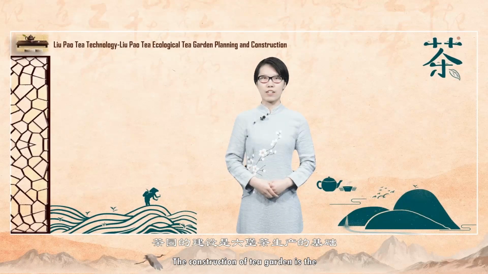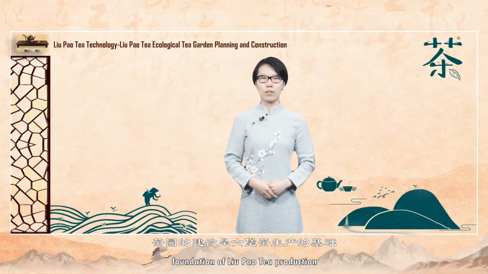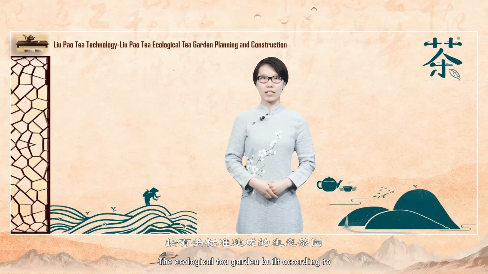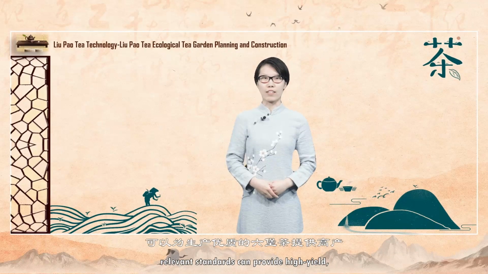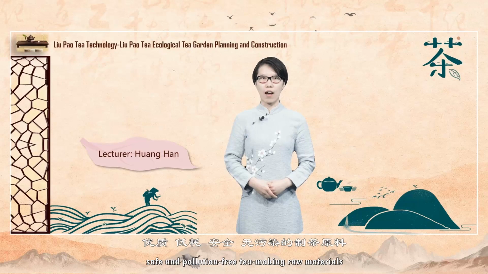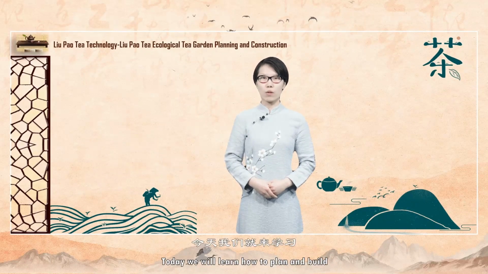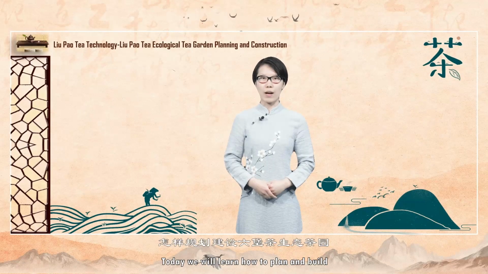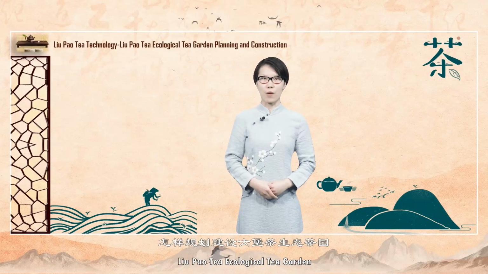The construction of the tea garden is the foundation of Liu Pao tea production. The ecological tea garden built according to relevant standards can provide high-yield, high-quality, low-consumption, safe and pollution-free tea-making raw materials for the production of high-quality Liu Pao tea. Today, we will learn how to plan and build a Liu Pao tea ecological tea garden.